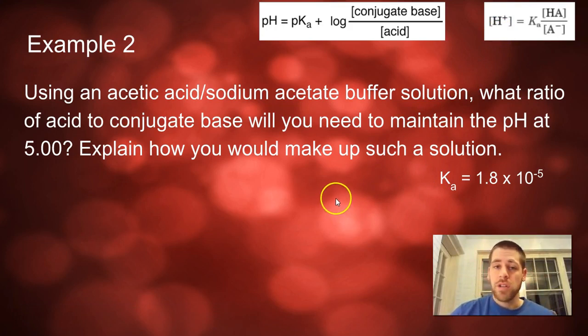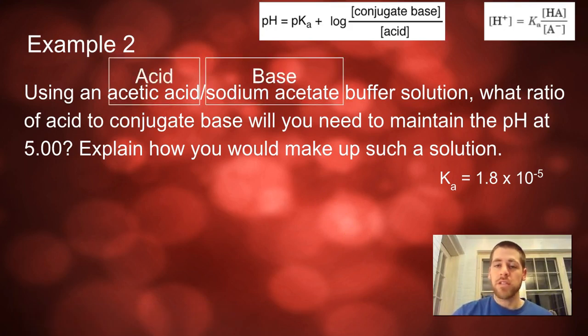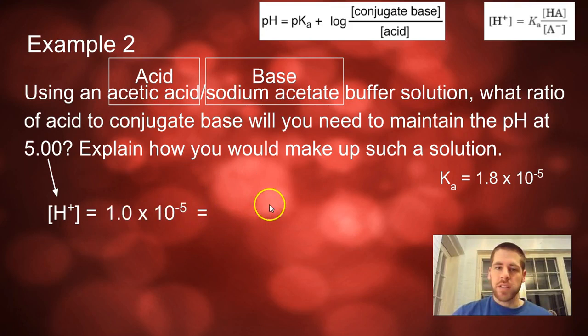We have the pH, so it's a pretty easy conversion to go to the H plus concentration from the pH. Our acid is our acetic acid. Our base is our sodium acetate salt solution. And so let's do the conversion from pH to H plus. You can actually do this one in your head. It would be 10 to the negative fifth, 1.0 times 10 to the negative fifth. So that's my H plus concentration.